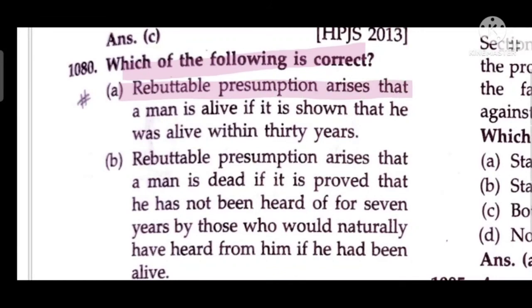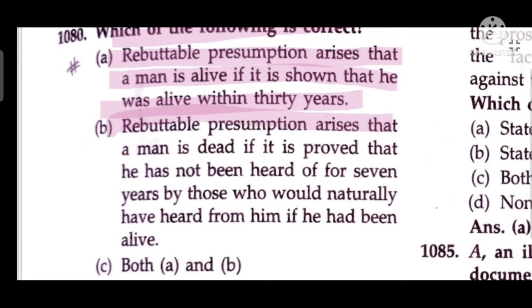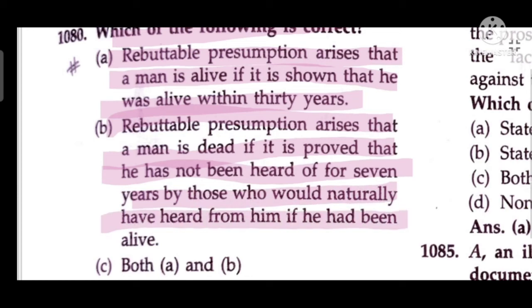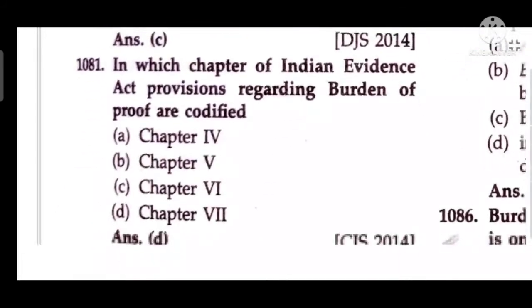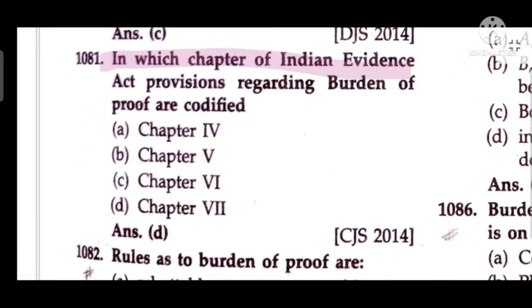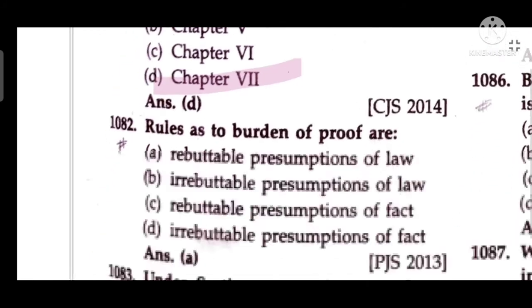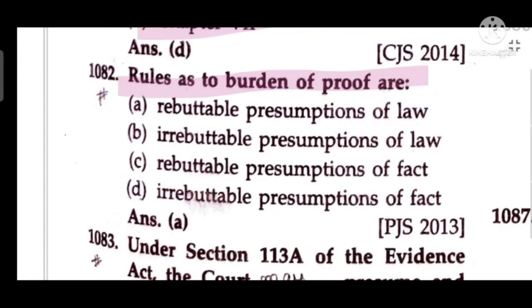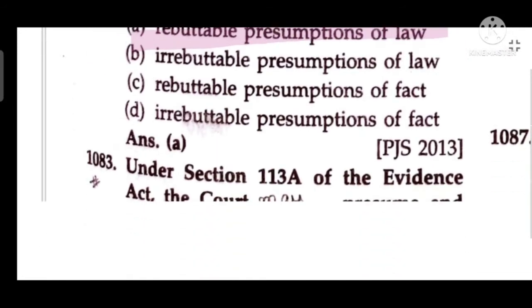A rebuttable presumption arises that a man is alive if it is shown that he was alive within 30 years. A rebuttable presumption arises that a man is dead if it is proved that he has not been heard of for 7 years by those who would naturally have heard of him if he had been alive. In which chapter of the Indian Evidence Act are provisions regarding burden of proof codified? Chapter 7. Rules as to burden of proof are rebuttable presumptions of law.